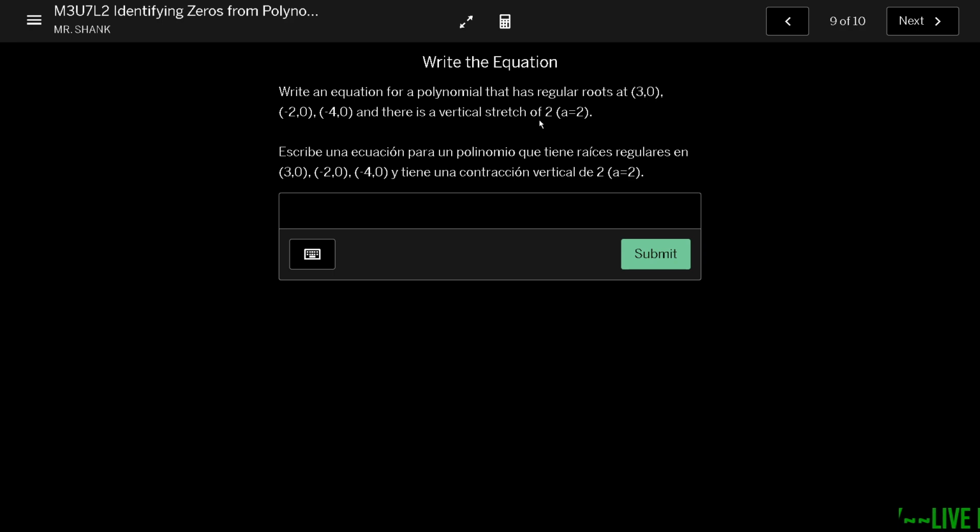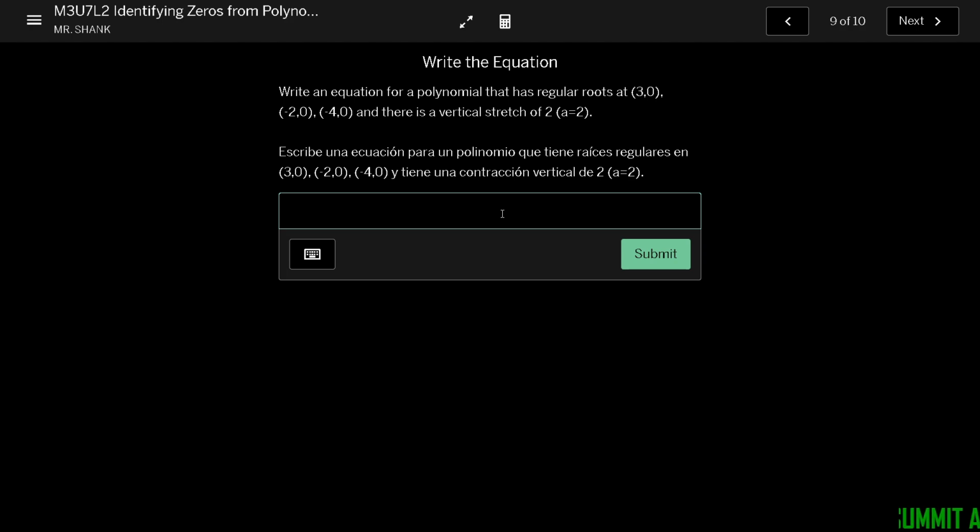All right, so let's try this out. It gives you what a is, and it gives you 3 x-intercepts. What we're supposed to do on this one: it says write an equation for a polynomial that has regular roots, meaning single roots, at (3, 0), (-2, 0), and (-4, 0). And there's a vertical stretch of 2, meaning a equals 2.